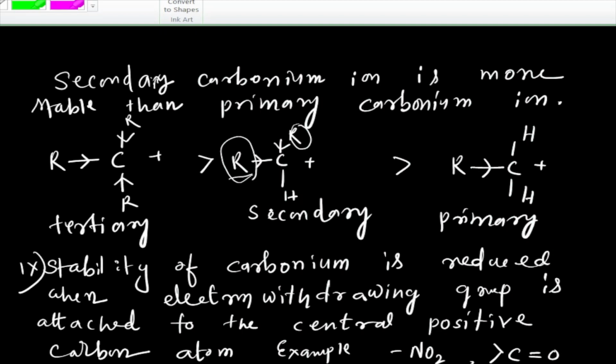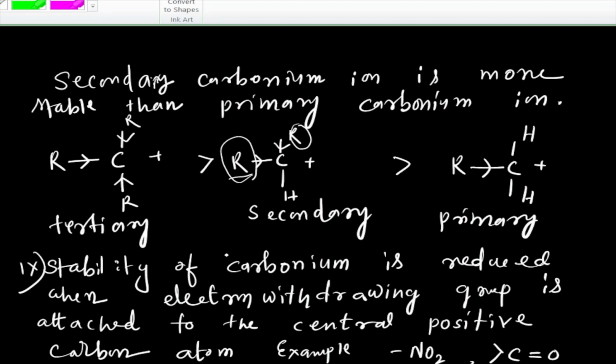So secondary carbonium ion is more stable than primary one. Or you can say directly tertiary carbonium ion is more stable than secondary, which is more stable than primary. Then last, methyl carbocation. So stability of carbonium ion is reduced when an electron withdrawing group is attached. You know the stability increases when an alkyl group is attached, because it donates electrons to the carbonium ion.